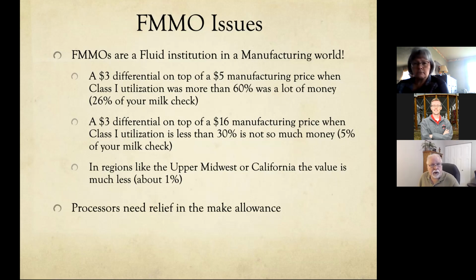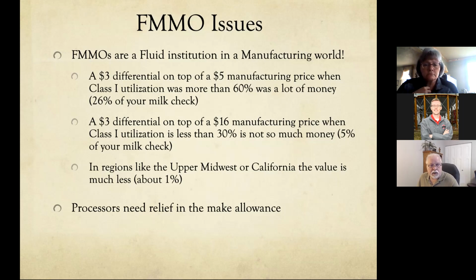And one other issue I'll throw out there is that processors are also in need of relief. I know that it always looks like it's us against them, but it's not the case. I mean, we're all in the dairy industry together. Those make allowances that are in the federal milk marketing orders under the product price formulas are the relief that processors get for being pooled. And it tries to cover the cost of manufacturing their dairy products. Those haven't been looked at or considered in more than a decade.